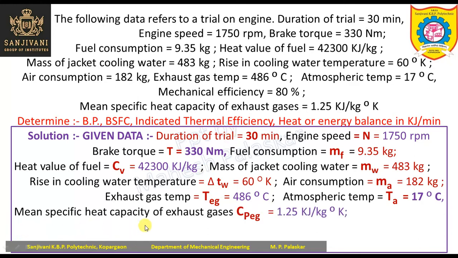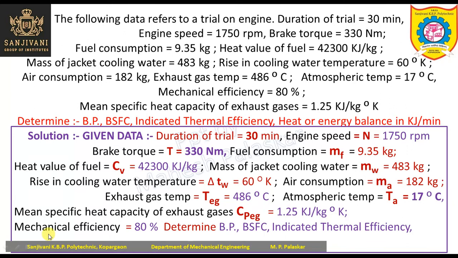Mean specific heat capacity of the exhaust gases is given as 1.25 kilojoule per kg per degree Kelvin. We are denoting it as CPEG. The mechanical efficiency is 80% and you have to determine the brake power, BSFC, indicated thermal efficiency, and the heat balance sheet is required to be prepared in kilojoule per minute.